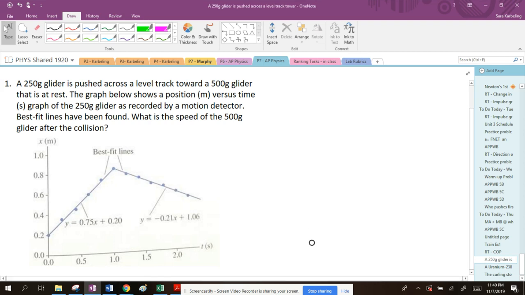AP physicists, I just wanted to look at this problem with you. I've got some conservation of momentum problems that you're going to work on today, and thought that this would be a good jumping off point. We looked at this in one class just a little bit, but in the other class didn't at all.